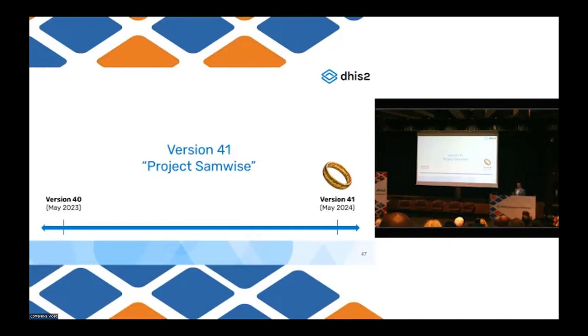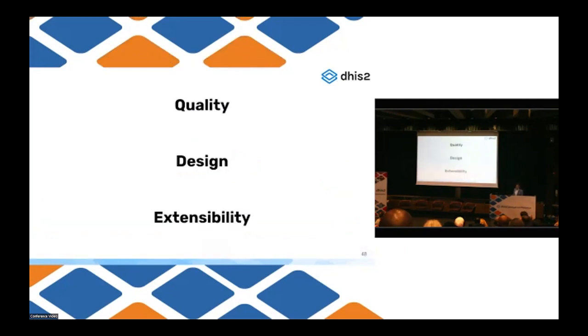This is a code name for our version 41 release. And why is that? That is because we want to be the stable hero that is the foundation for everything that we're doing. This means that we're going to focus on three things: quality, design, and extensibility infrastructure for the version 41 release of DHIS2. And what does this actually mean?